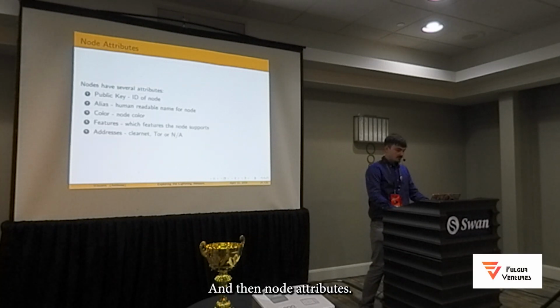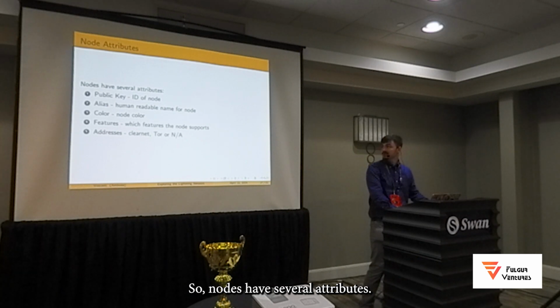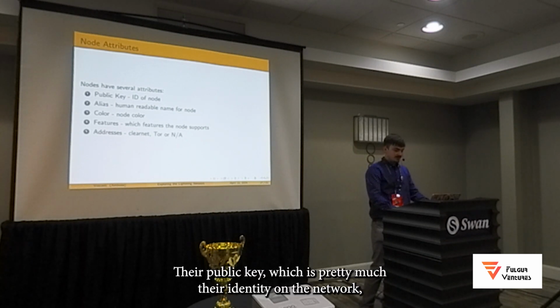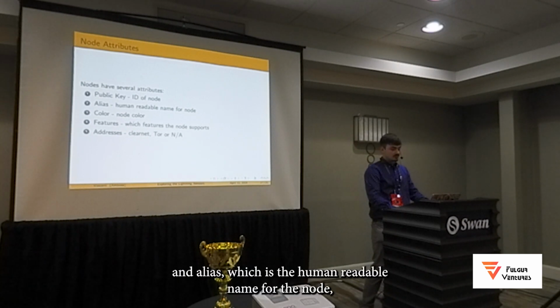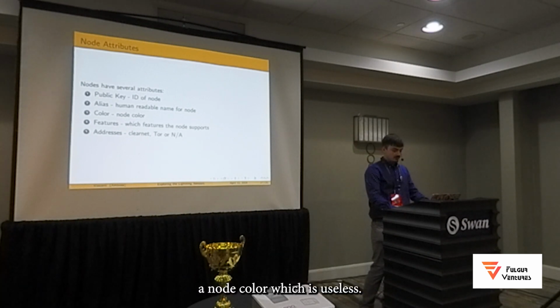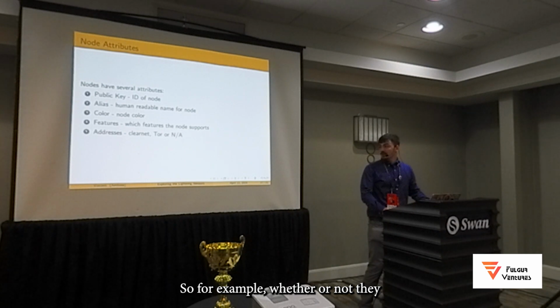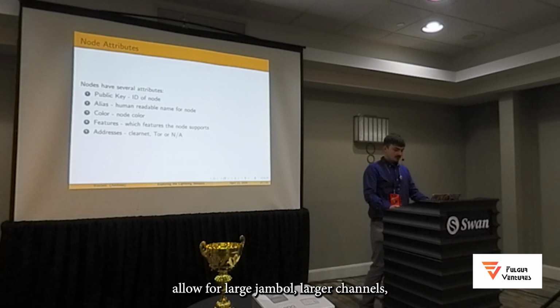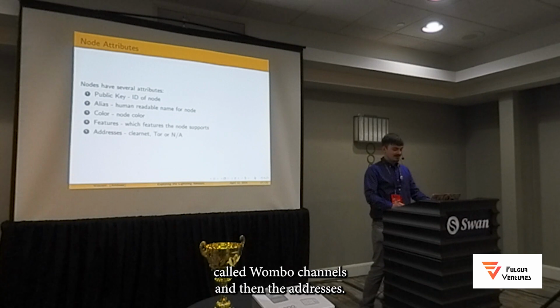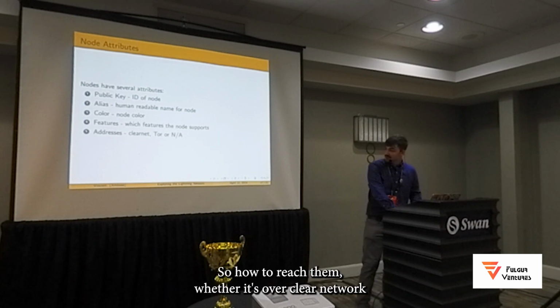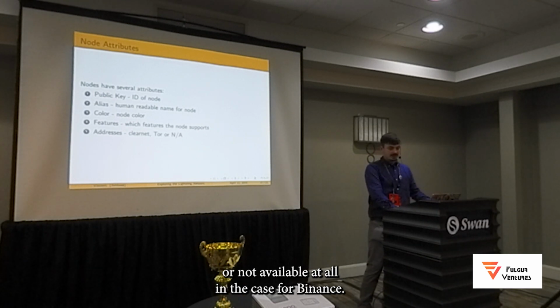And then node attributes. So nodes have several attributes. Their public key, which is pretty much their identity on the network. An alias, which is the human readable name for the node. A node color, which is useless. Features that the node supports. So for example, whether or not they allow for larger channels called wombo channels. And then the addresses, so how to reach them, whether it's over ClearNet, Tor, or not available at all, in the case for Binance.